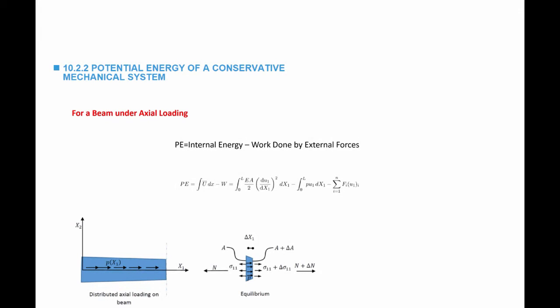For a beam under axial loading, the potential energy of the system is defined as the internal energy, which is EA over 2 multiplied by the strain squared, and the strain is du1 by dx1. And this is of course integrated over the length. This is the total energy stored in the beam, minus the distributed load P multiplied by the horizontal displacement u, and this is integrated over the length, minus each component of an external force multiplied by the corresponding component of the horizontal displacement.